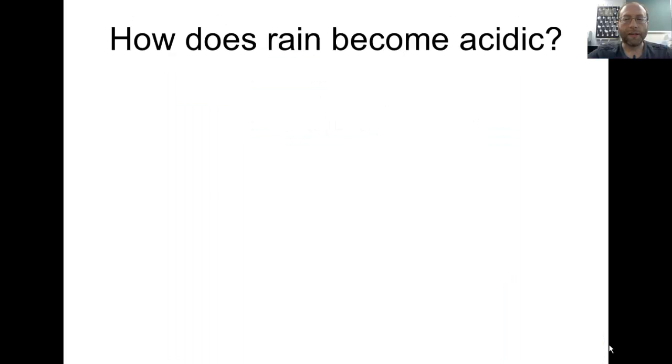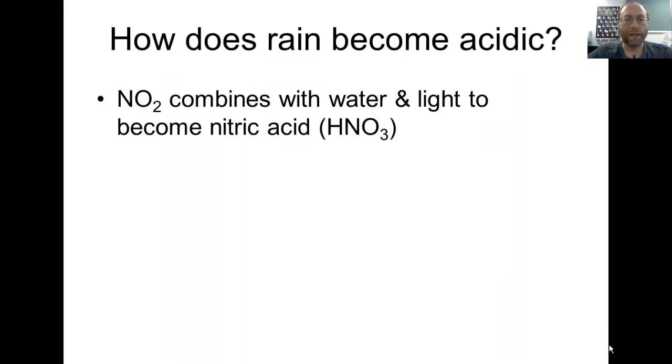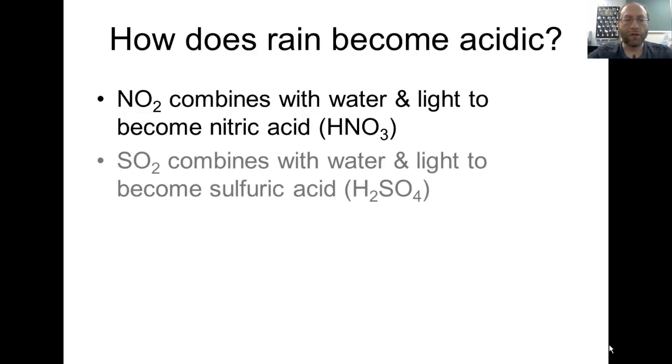So how does rain become acidic? Well, we learned in a previous podcast that nitrogen oxide combines with water and light to become nitric acid. So nitric acid is a secondary pollutant, and nitric oxide is a primary pollutant. The nitric acid is an acid, and that in the rain makes it acidic. Also, sulfur dioxide combines with water and light, and that makes sulfuric acid.